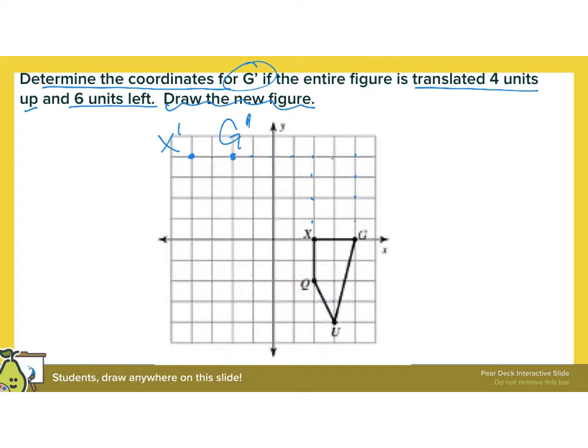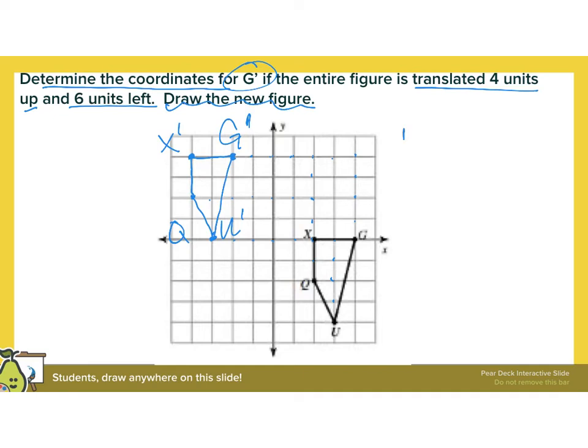4 units up. 1, 2, 3, 4. 1, 2, 3, 4, 5, 6. That's U prime. 1, 2, 3, 4. 1, 2, 3, 4, 5, 6 is Q prime for this irregular shape. Like that. Okay, so I translated it.